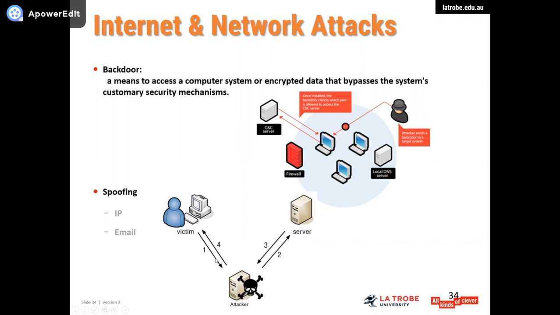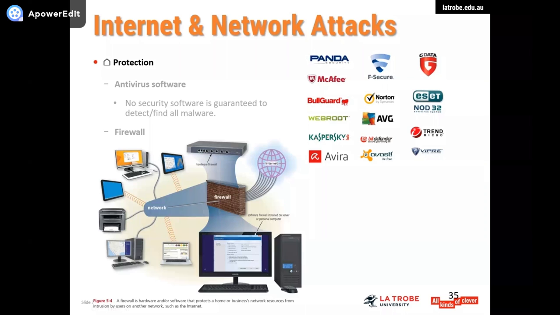Then how can we protect our system? There are two main methods. First is to install antivirus software. Here we have so many options for antivirus software, and they have both strengths and cons. You probably use one or several of them. But you should bear in mind that no security software is guaranteed to detect or find all malware.